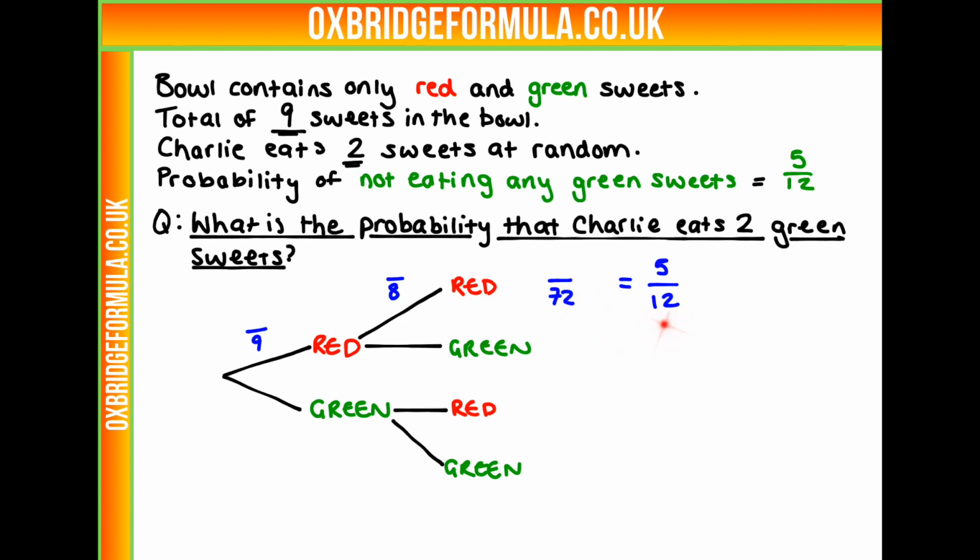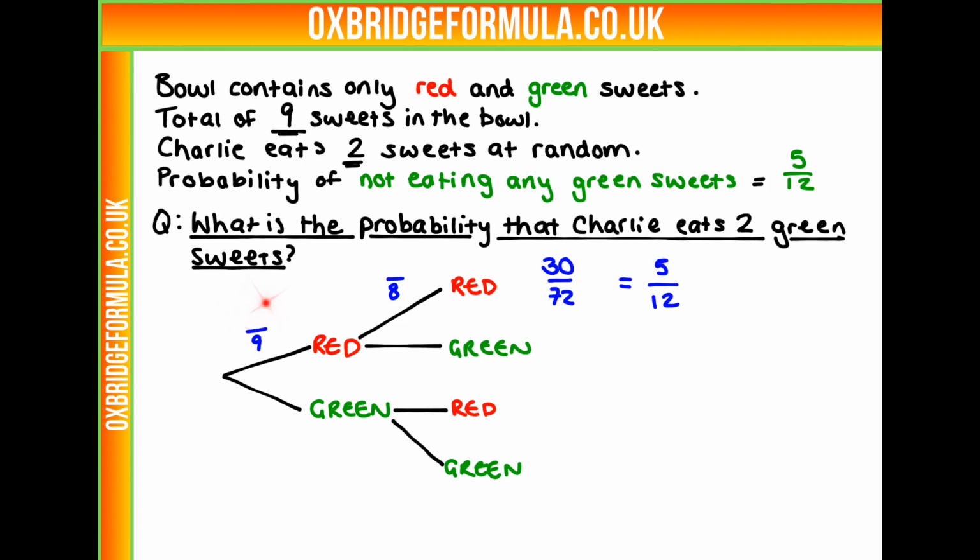72 divided by 6 is 12. So that must mean we have to times 5 by 6. And we get 30/72. So that is another way of writing our probability of picking 2 red sweets using our numbers here. And this will allow us to figure out how many red sweets we have either time.